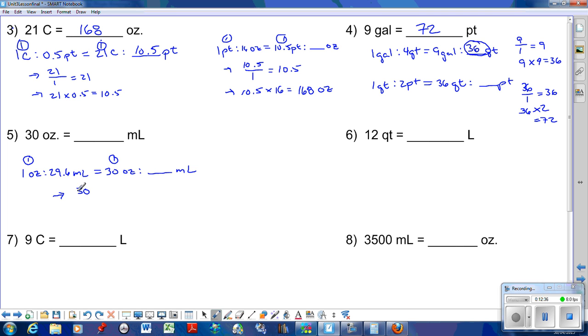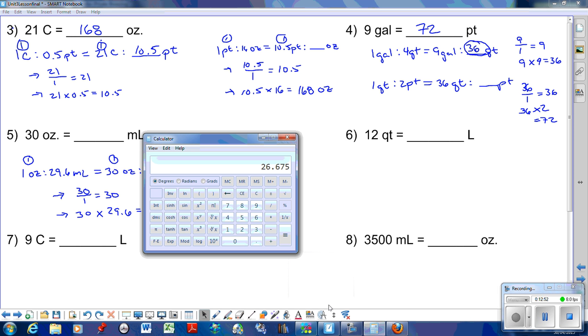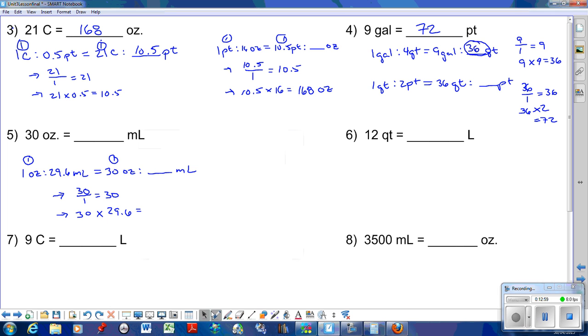So we take the number that's by itself, so that's stage 1, 30, divided by its matching or corresponding value. So 30 divided by 1 gives us 30. The second step is to take that value 30 and multiply it by the last value, the 29.6. Using our calculator, we get that 30 times 29.6 is 888. So 888 milliliters. That gives us our final answer, 888 milliliters.